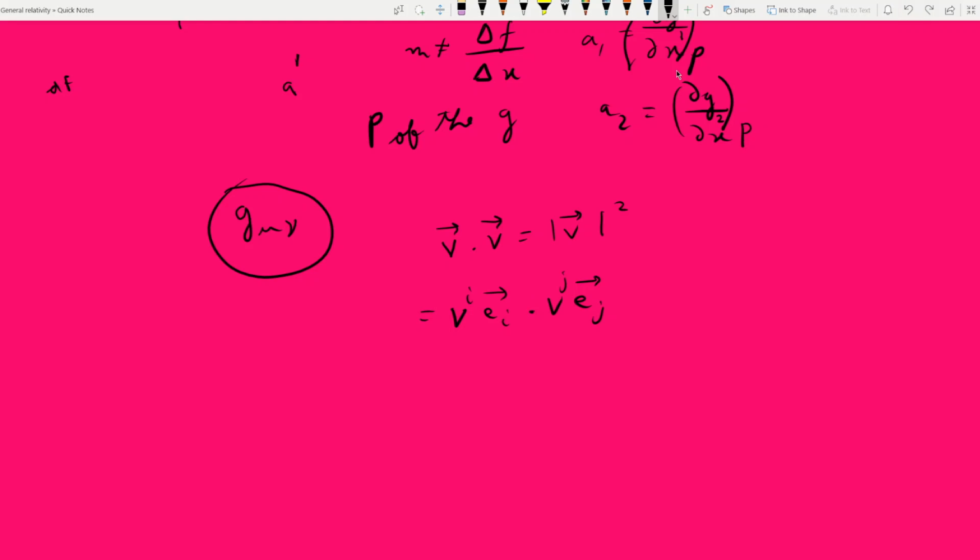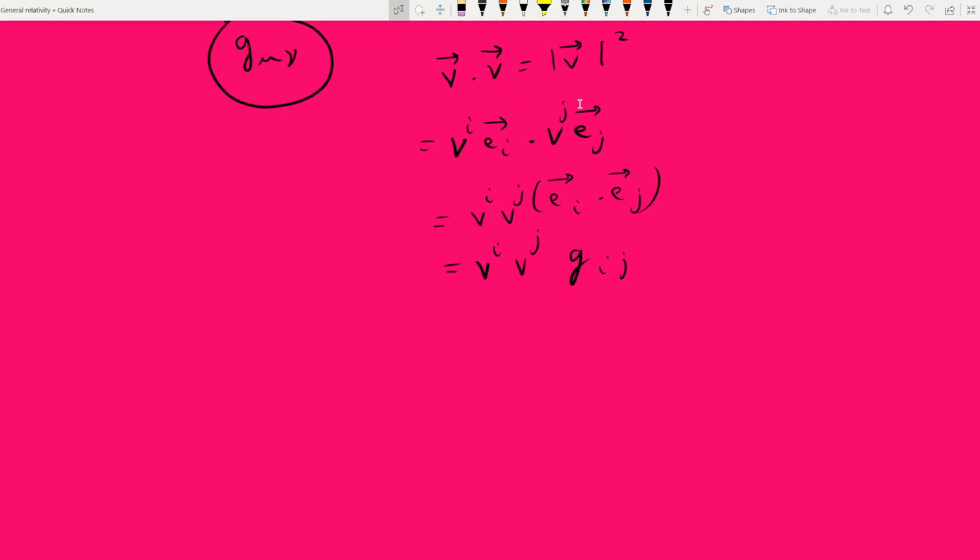So let's just do the dot product of them. This is basically the components v^i v^j, and then we have the dot product e_i dot e_j. This e_i dot e_j is what we call g of ij. This is the metric tensor for the respective coordinate system we have chosen.